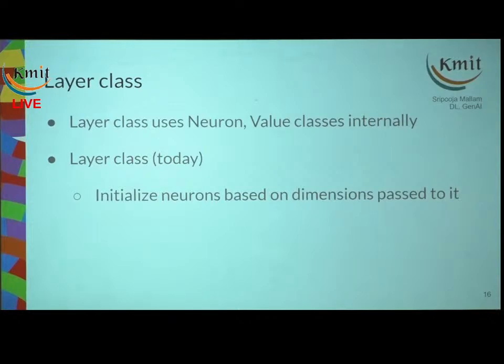Now what has to be done as part of this implementation? We need to initialize neurons based on the dimensions we pass to it. So we have a list of input data values, and we understood that with the help of neurons we can randomly initialize weights and biases.